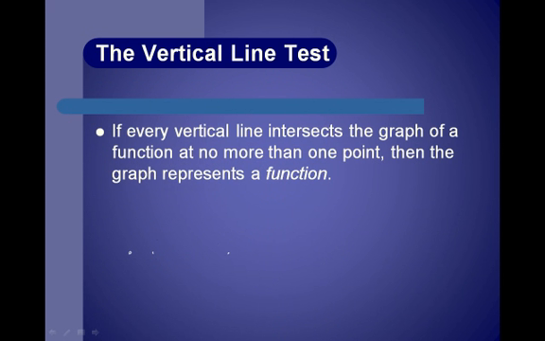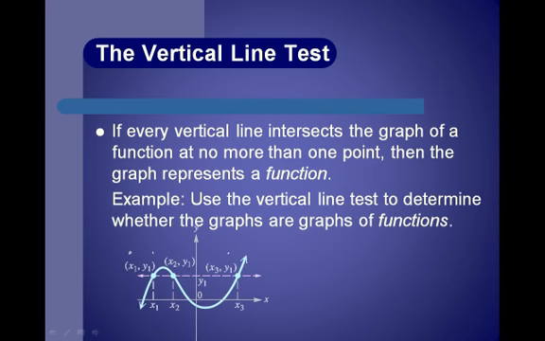The vertical line test. This is the test that says if every vertical line intersects the graph of a function at no more than one point, then the graph represents a function. For example, use the vertical line test to determine whether the graphs are graphs of functions. Well, for this first graph, pick a vertical line. Notice we touch the graph in one place. Pick another vertical line. We touch the graph in one place. We could do this throughout the picture, and we're only going to touch the graph in one place.